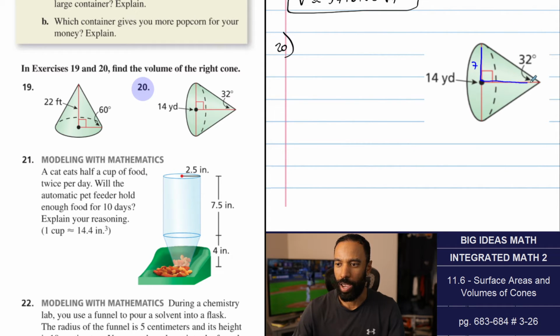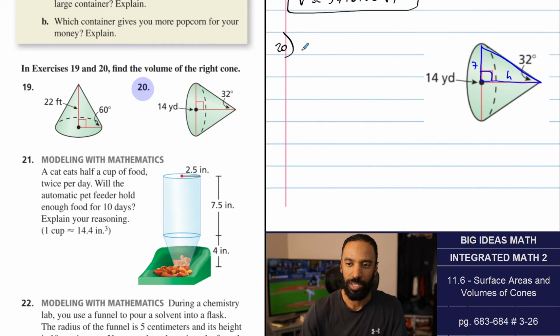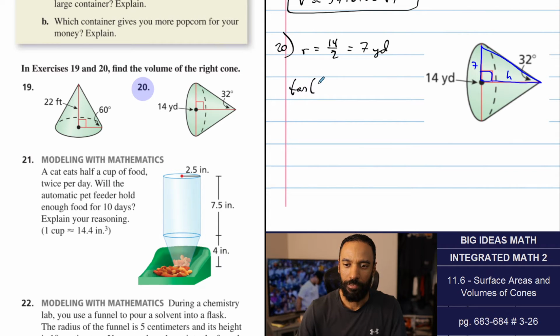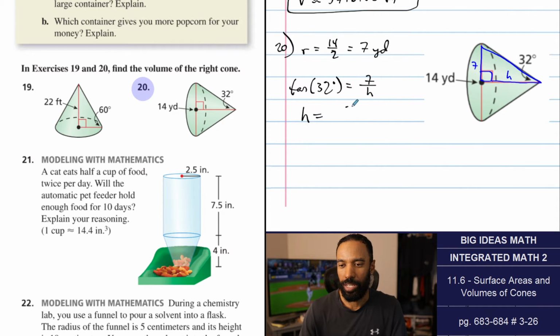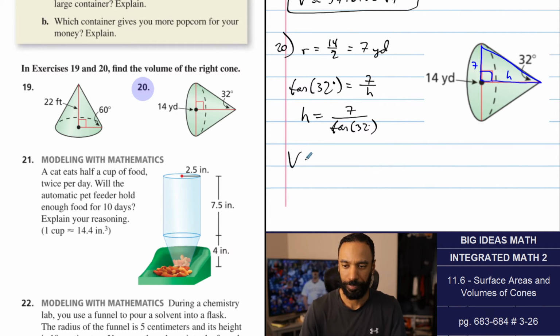Now this is also a right triangle where we have to find height. Because it's laid down flat, that doesn't change the fact that height is the distance from base to that vertex, the apex. So it's not Pythagorean theorem, we have to use trig. With a 32-degree angle, we know the opposite and need the adjacent, so we will use tangent. The radius is half of 14, which is 7. The tangent of 32 degrees equals 7 over h, opposite over adjacent. H is going to equal 7 over the tangent of 32. Let's keep that exact for now as we do volume.